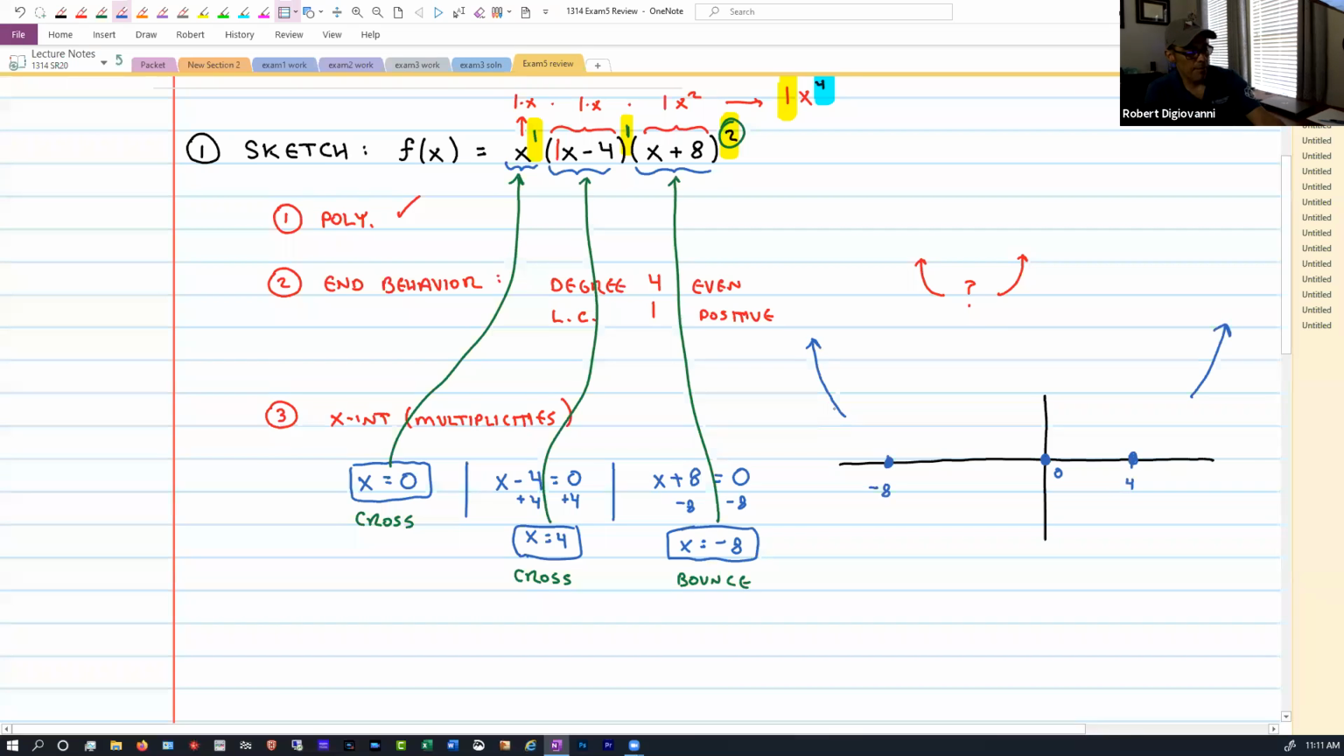So as I draw from this left side, I start drawing down to come towards that -8. I'm going to bounce off because, well, it says here bounce. And then now I've got to come back and connect to the 0. But when I do that, I need to cross through. And then I've got to turn and go back towards the 4 and cross through again. And then connect that right side that goes up. And there it is. That's what we're looking for.